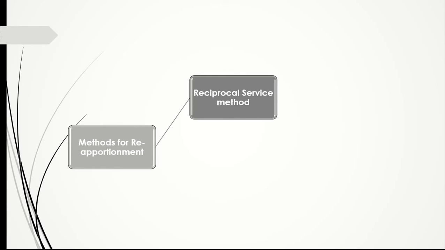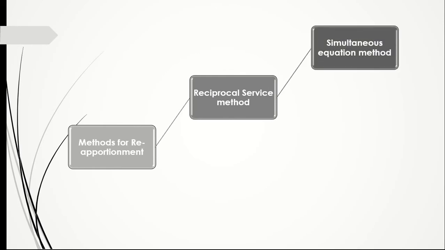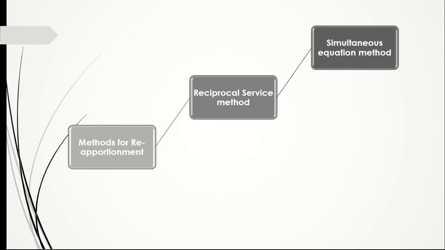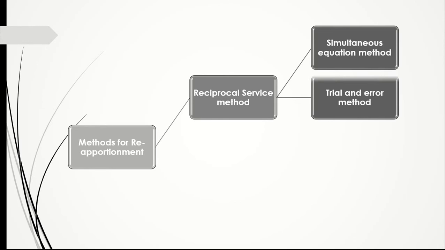1. Reciprocal service method. This method recognizes the fact that where there are two or more service departments they may render services to each other and, therefore, these interdepartmental services are to be given due weight while redistributing the expenses of the service departments. The methods available for dealing with reciprocal services are: A. Simultaneous equation method. According to this method, firstly, the costs of service departments are ascertained. These costs are then redistributed to production departments on the basis of given percentages.